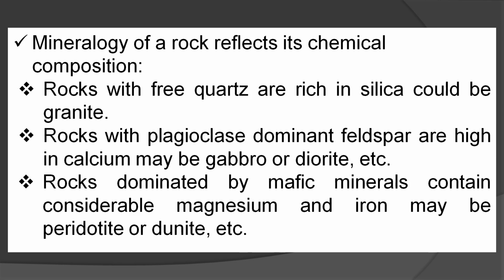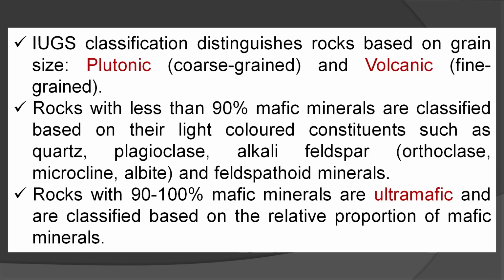And those rocks which are dominated by mafic minerals contain considerable magnesium and iron, and they may be called peridotite or dunite, etc. Dunite is a monomineralic olivine-bearing rock whose olivine composition is (Mg,Fe)2SiO4. So you can clearly see from this example the proportion of magnesium and iron in such a chemical composition. IUGS classification distinguishes rocks based on the grain size.